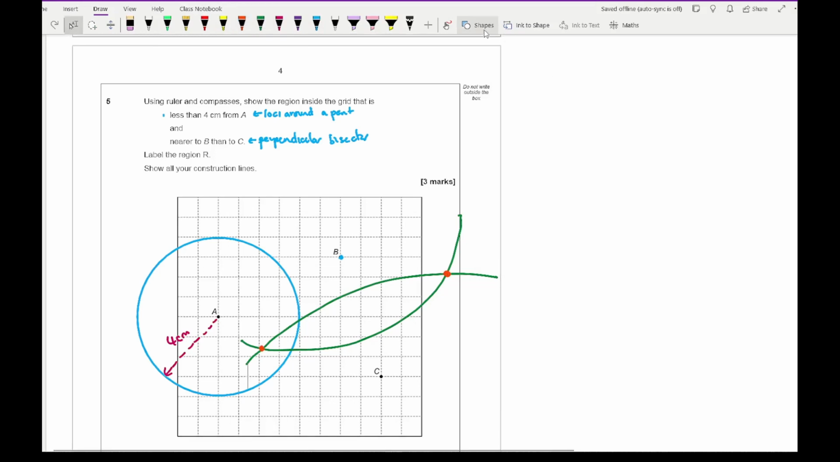Then with a ruler, what I then need to do is, with a straight line, join those 2 points up. So if I just do that, and then what I then want to do is extend it so it goes through the circle. Now the region R needs to be on the upside of the orange line, but also inside the circle.